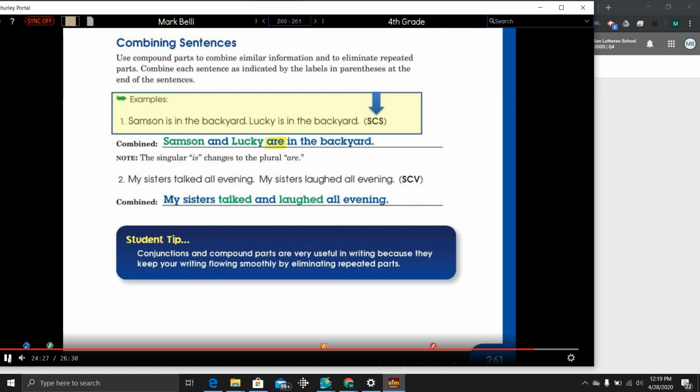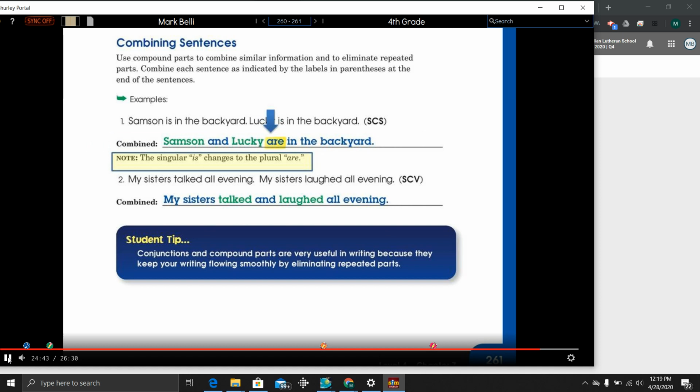The abbreviation in the parentheses tells us to create a simple sentence with a compound subject. When you combine the two simple sentences above, you now get Samson and Lucky are in the backyard. Note, the singular is changes to the plural are because there are more than one.